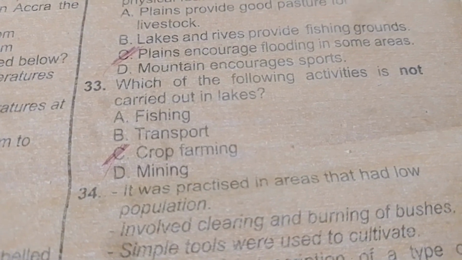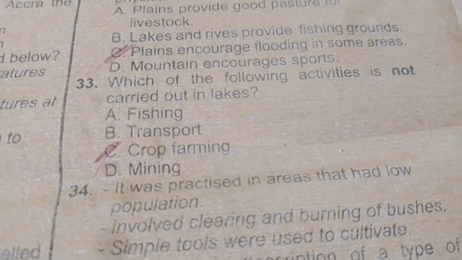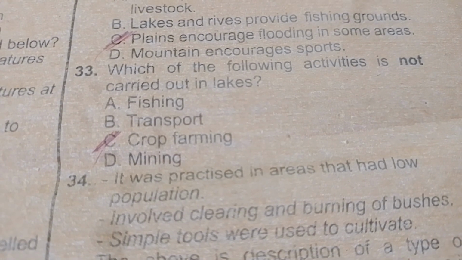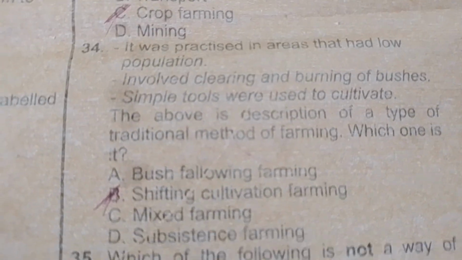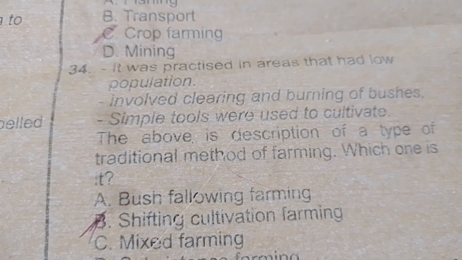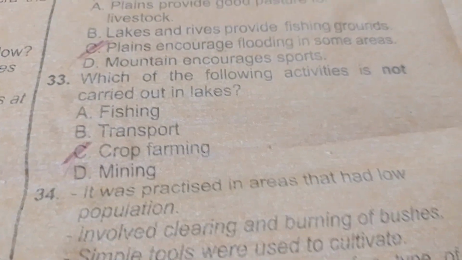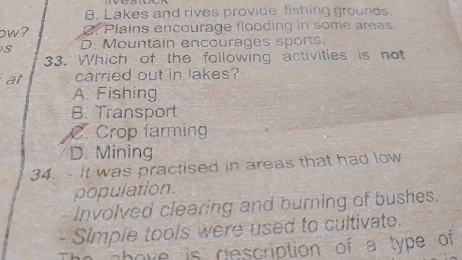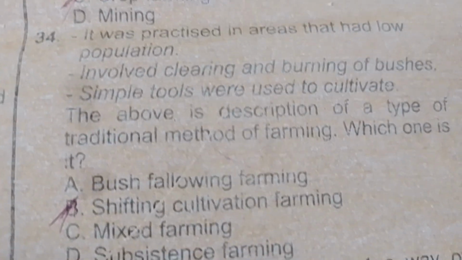It was practiced in areas that had low population. It involved clearing and burning of the bushes. This is shifting cultivation, a traditional method of farming. The simple tools were used. We see slash and burn. It involved clearing and the burning of the bush. This is shifting cultivation.